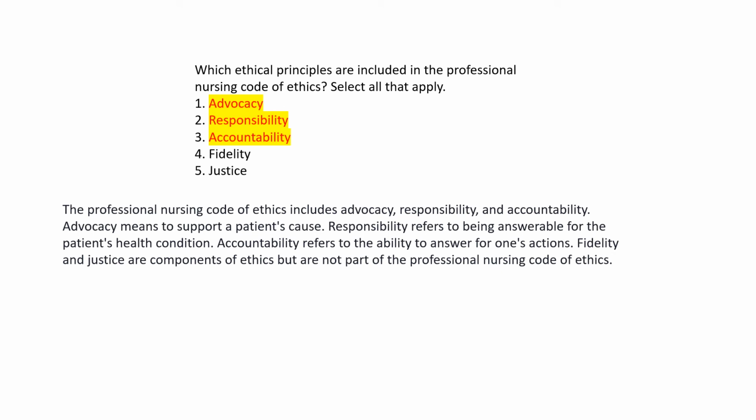Answer 1. Advocacy. 2. Responsibility. 3. Accountability. The Professional Nursing Code of Ethics includes advocacy, responsibility, and accountability. Advocacy means to support a patient's cause. Responsibility refers to being answerable for the patient's health condition. Accountability refers to the ability to answer for one's actions. Fidelity and justice are components of ethics but are not part of the Professional Nursing Code of Ethics.